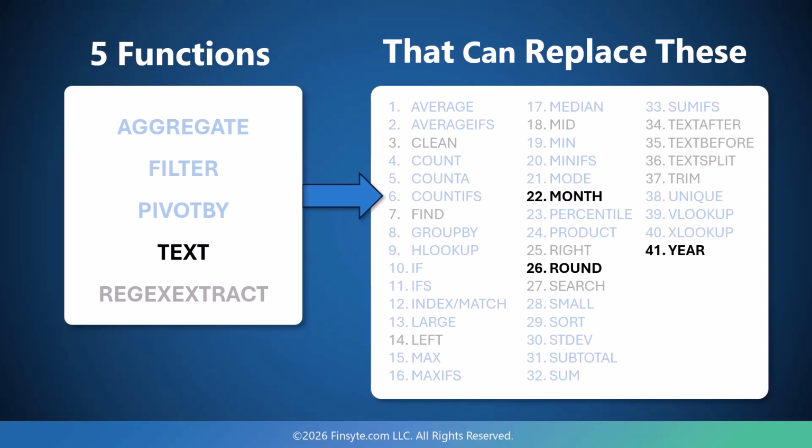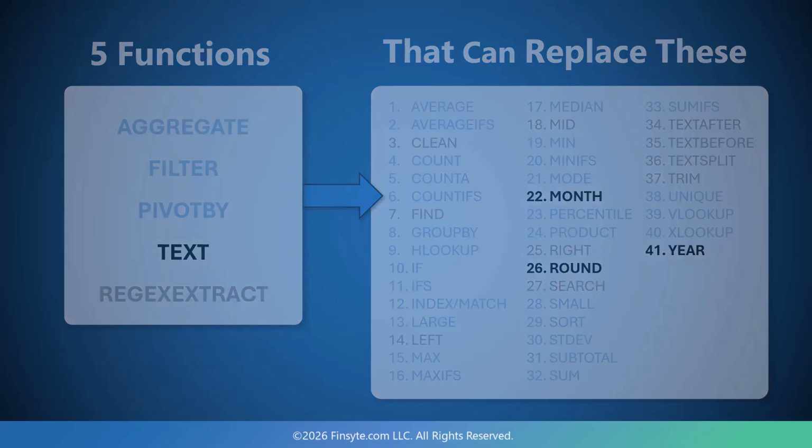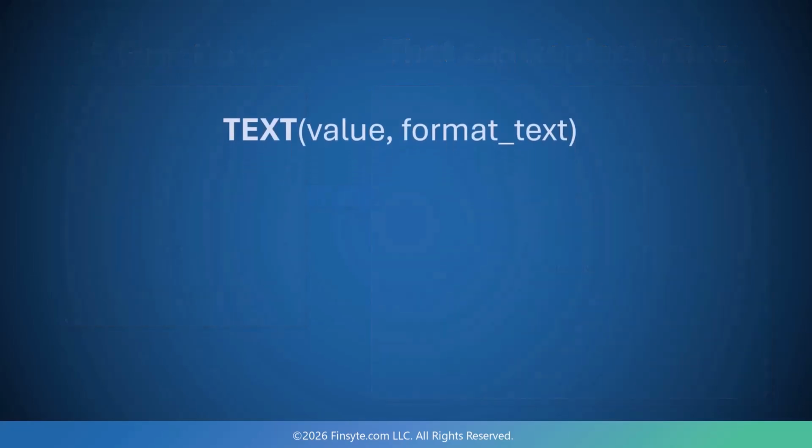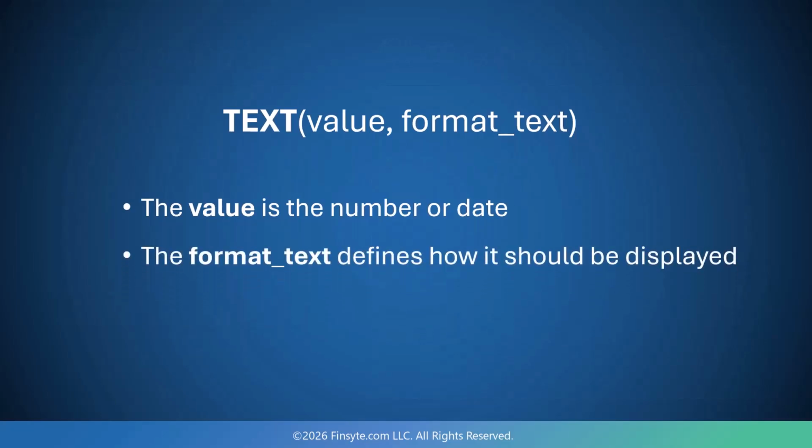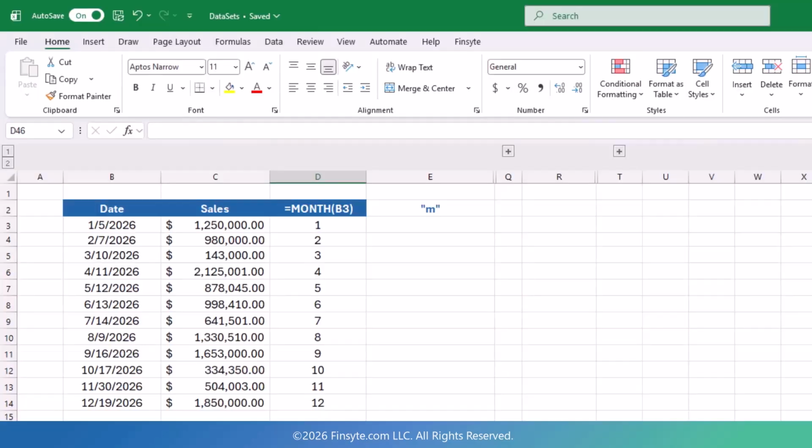The text function allows you to convert a value into a formatted text result. That means you can control exactly how the numbers and dates appear. Here's the basic structure. The value is your number or date, and the format text defines how it should be displayed. Let's start with dates. Here's a simple data set with dates and sales values. Right now, everything is displayed in a default format.